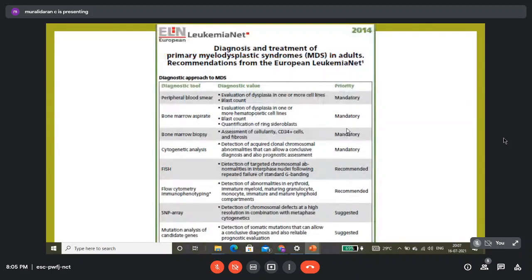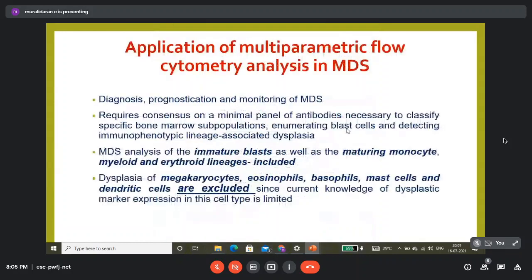So this is the European Leukemia Network, showing that FISH and flow are recommended but not mandatory tests, and can be used for diagnosing a case of MDS. So what are the things we look at in flow cytometry? Generally we look at immature blasts, maturing monocytes, myeloid cells, and erythroid lineages. But unfortunately, we cannot assess dysplasia in megakaryocytes, eosinophils, basophils, mast cells, and dendritic cells. Those cannot be applied in the flow cytometric analysis for MDS.